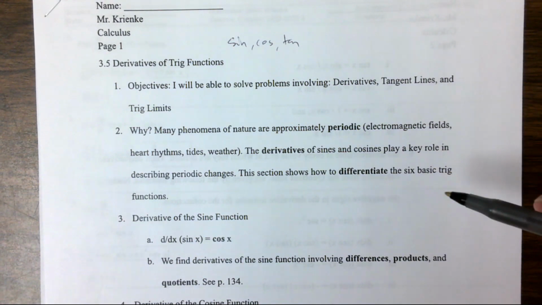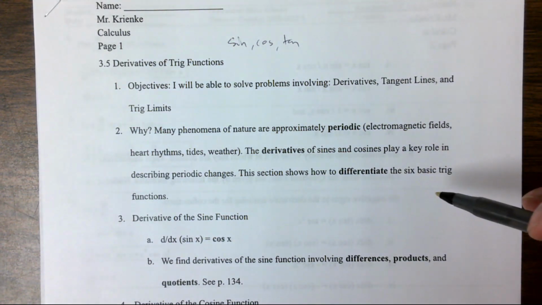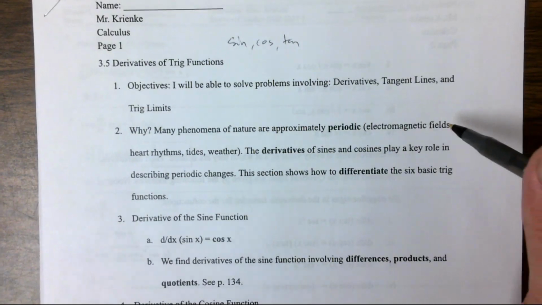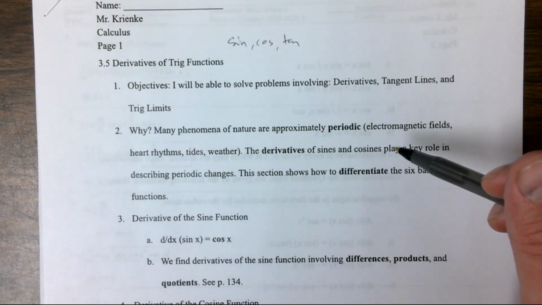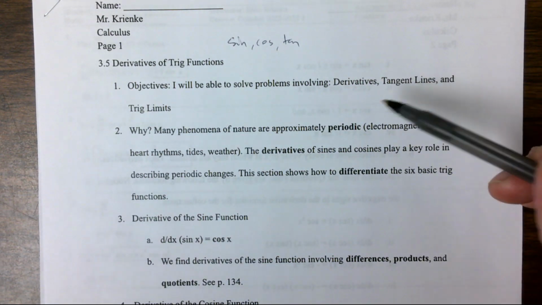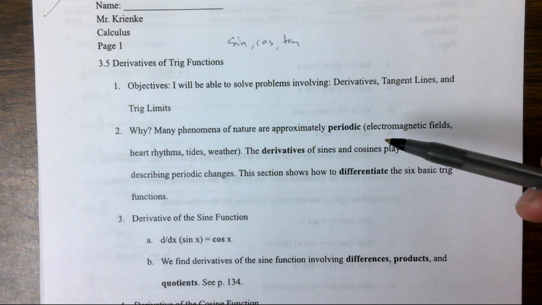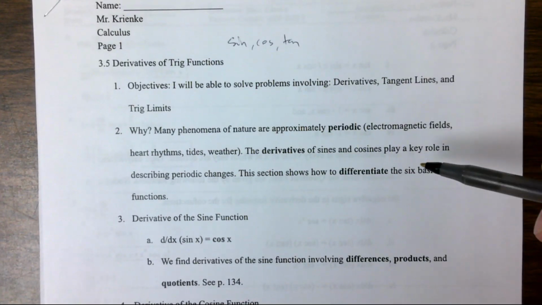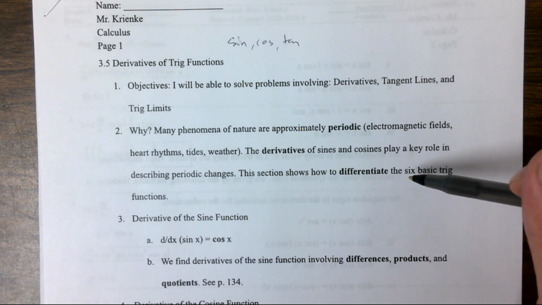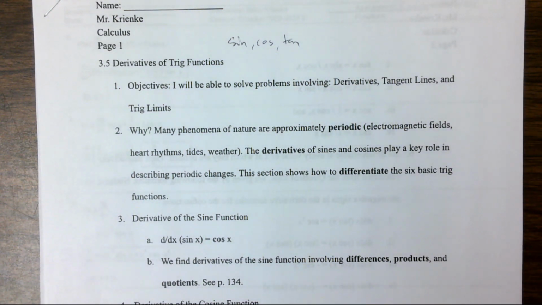So why we're studying this is many phenomena of nature are approximately periodic, like electromagnetic fields, heart rhythms, tides, and weather. The derivatives of sines and cosines play a key role in describing periodic changes, and this section shows how to differentiate, which means take the derivative of the 6 basic trig functions.